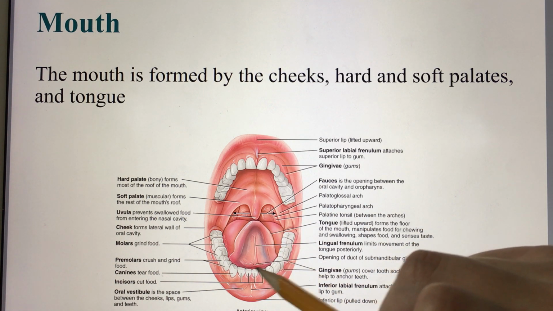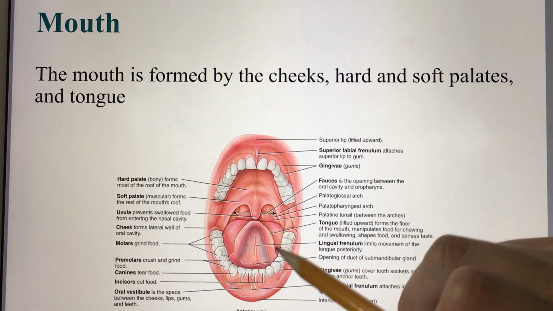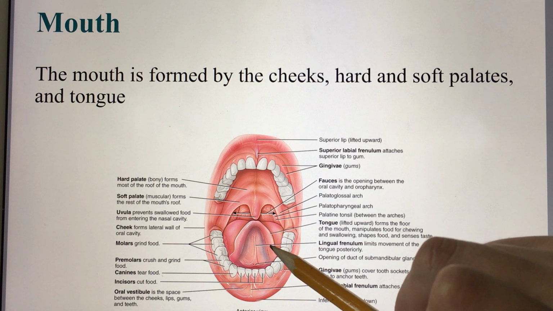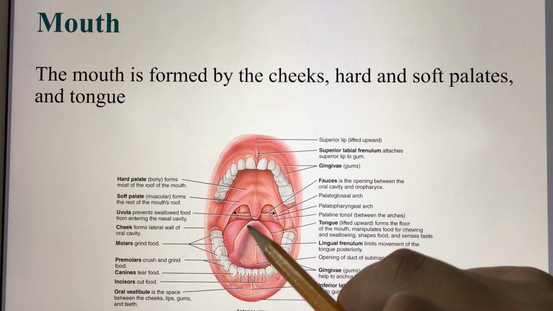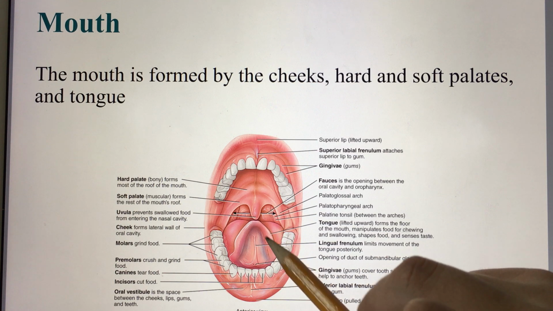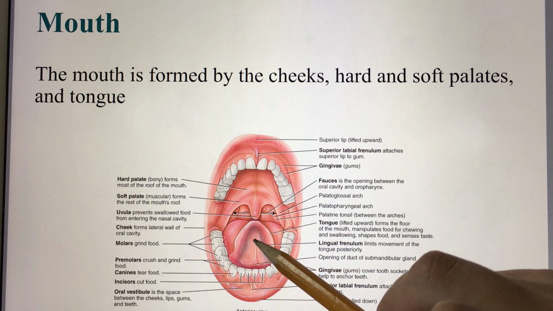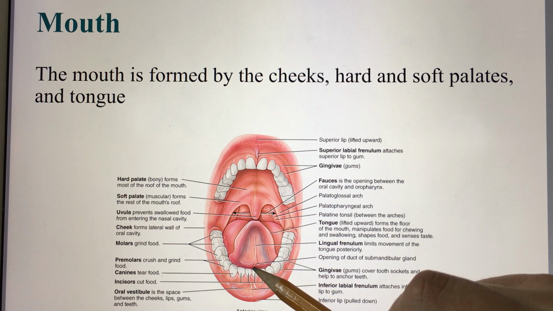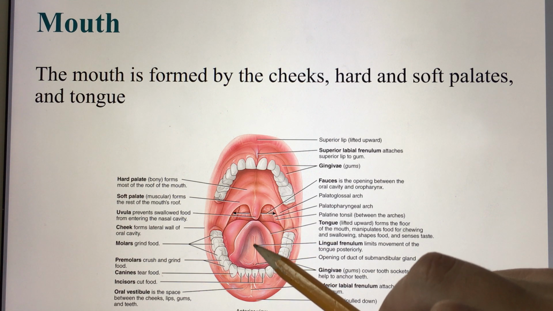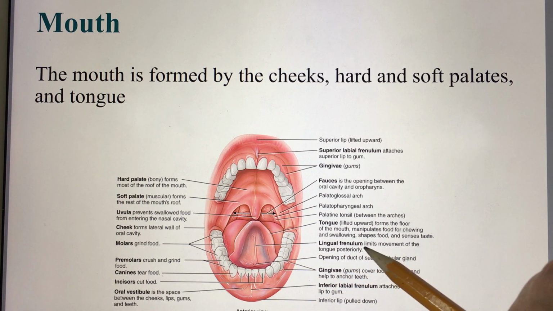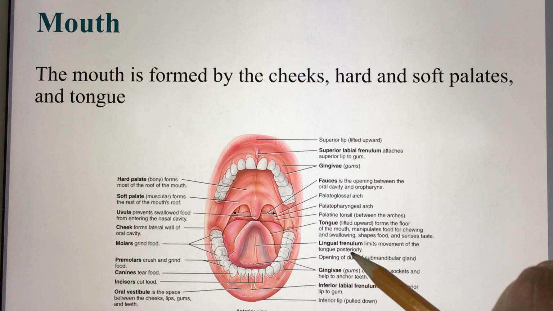Next, we have the tongue. The tongue is a muscular organ situated in the floor of the lower jaw. The tongue is lifted upwards in this view, and it is connected to the inside of the lower jaw by a sliver of tissue called lingual frenulum. This lingual frenulum limits the movement of the tongue posteriorly, so you cannot move the tongue too far back because it's connected to the front by the lingual frenulum.